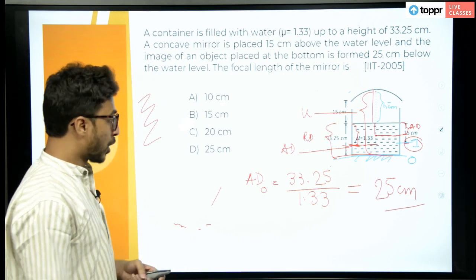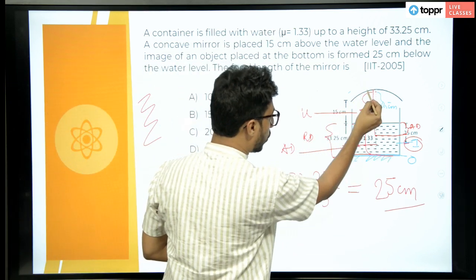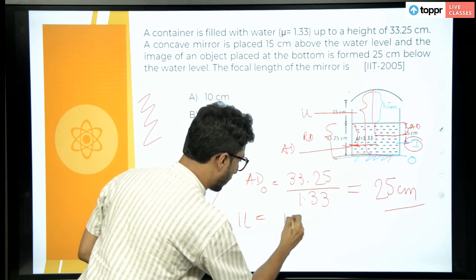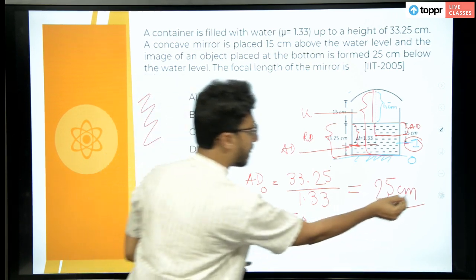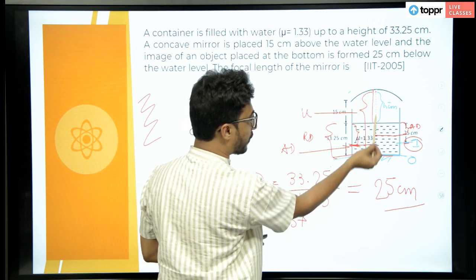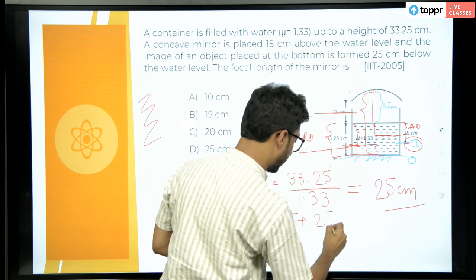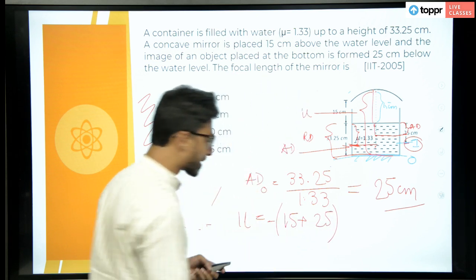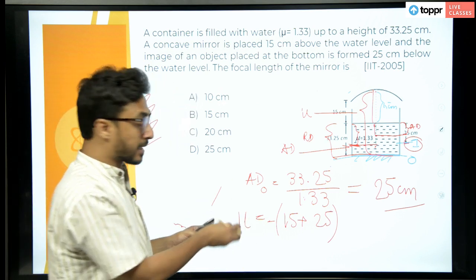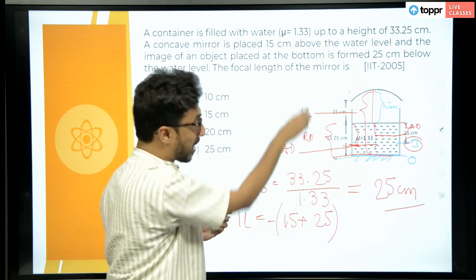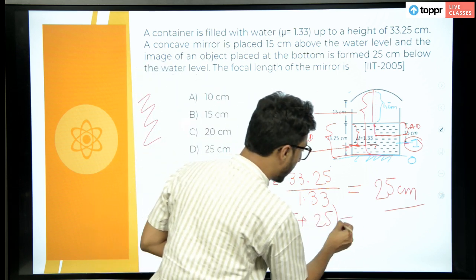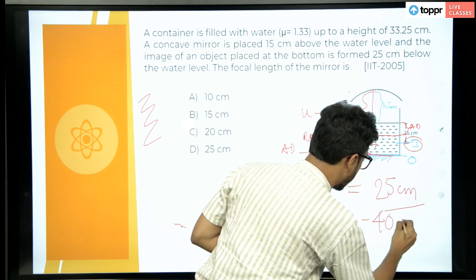centimeter, right? So the actual u will be nothing but 15 plus this apparent depth, that is 25. So the object will be somewhere like this, 15 plus 25, and having a minus sign before, because the object distance is always measured in the opposite direction of the light. So it will be minus 40 centimeter.